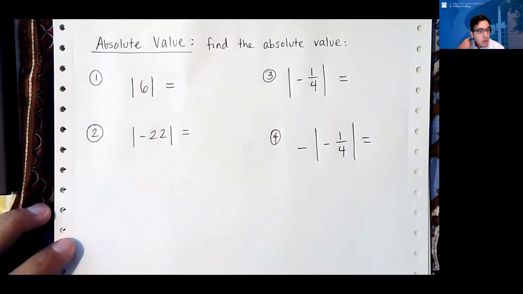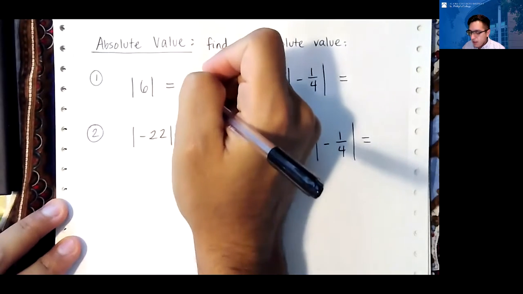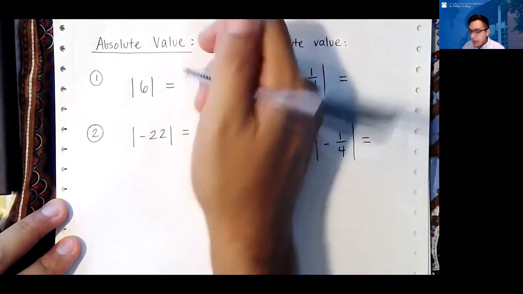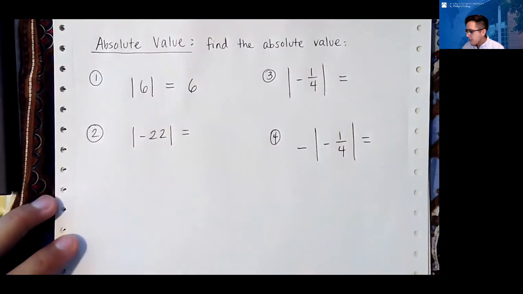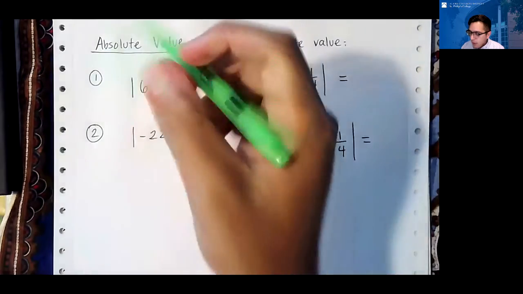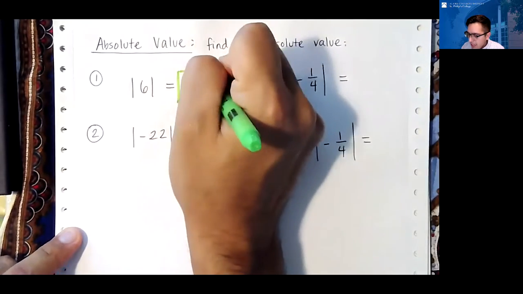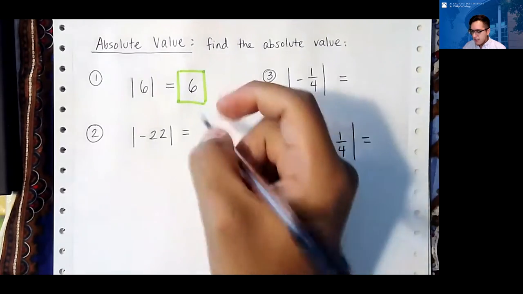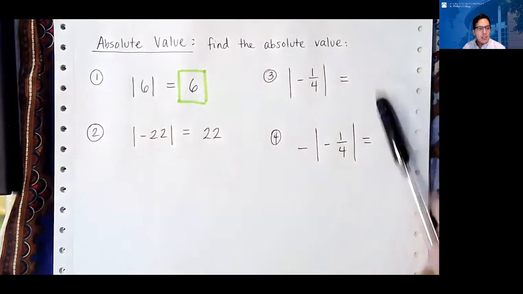Yeah, it seems like we're doing pretty good here. We are developing a consensus that the first one should be 6. That's the absolute value of 6. If you don't remember, the absolute value refers to the distance a number is from 0 on the number line. So the absolute value of +6 is 6 units away from 0 on the number line. So that should be 6. Number 2 should be +22.